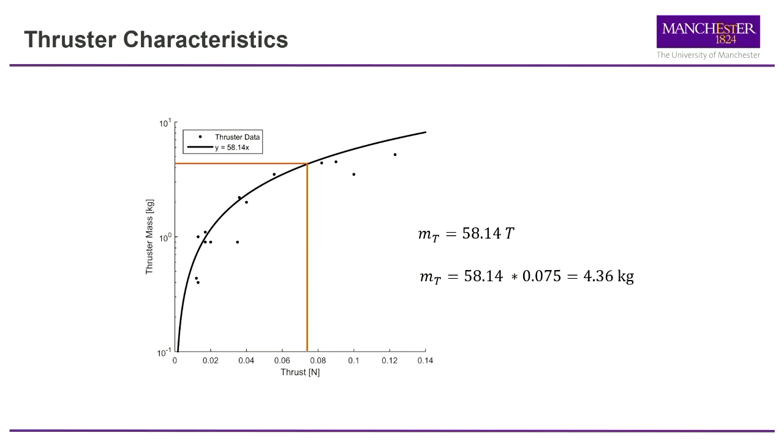Okay, so in this case, we're doing an example. We are going to take a single value and we can get out a value of our thruster mass, which is going to be 4.36 kilograms. Okay? Hall effect thruster about this big. Kind of makes sense.